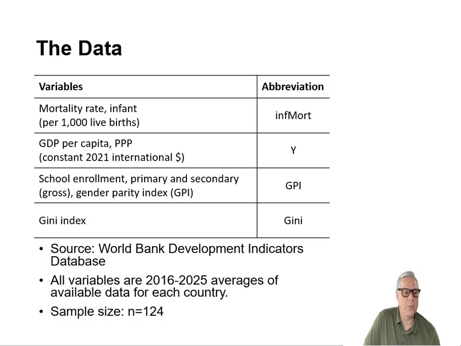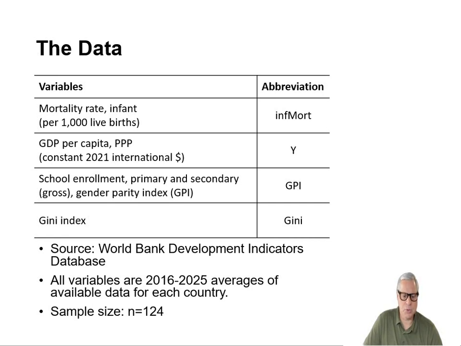Okay, so here we see our indicators that I want to use. And what I do is I collect data from the World Bank Development Indicators database and all other averages between 2016 and 2025. So I have to average that out, and then I got a sample size of 124. Okay, so let's replicate this one again. So our variables are the infant mortality rate per 1,000 live births, GDP per capita in constant 2021 international dollars, and then we have school enrollment, primary and secondary.